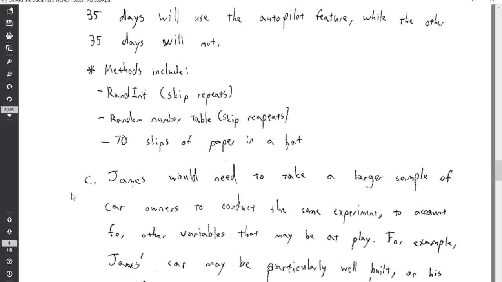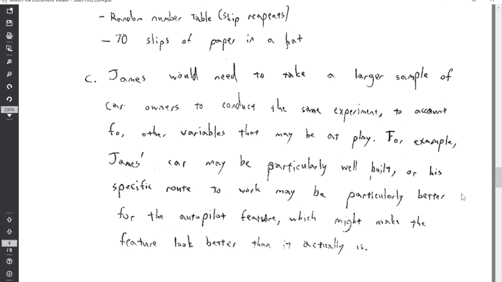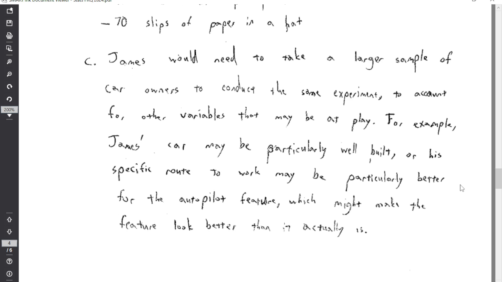For example, that car might be particularly well built. The autopilot feature might be really, really good in that car and then not so good in other cars. Or he drove on the same route every single time, and so that route might be really well geared to that autopilot feature, whereas other people driving on other routes to work might not have as good a time with it. So we need a larger sample. That's the idea of replication in our experimental design, doing this a repeated number of times.